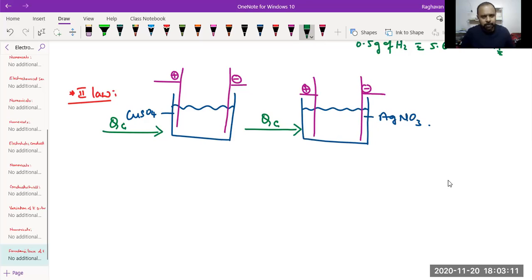Then the amount of the metal displaced at an electrode will be the same or different? Will it be the same or different? Different. Why will it be different?